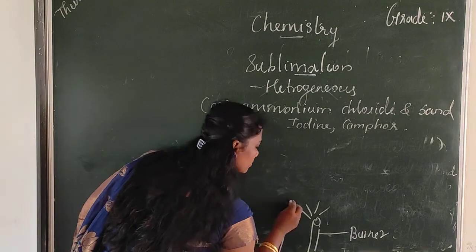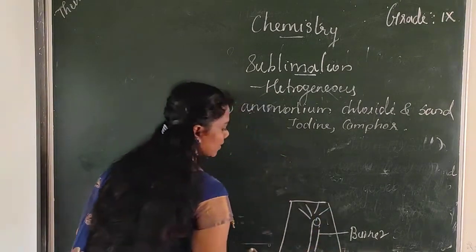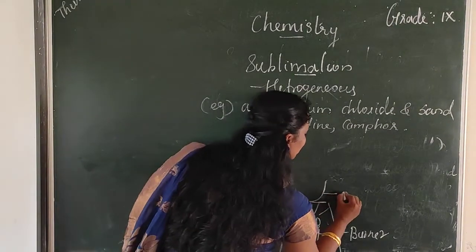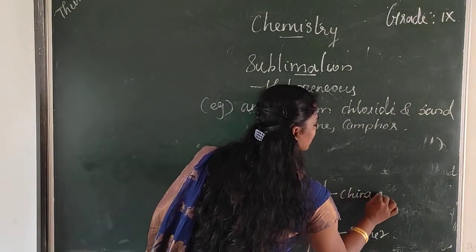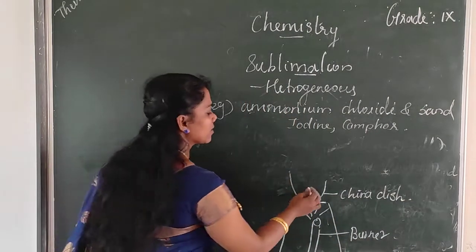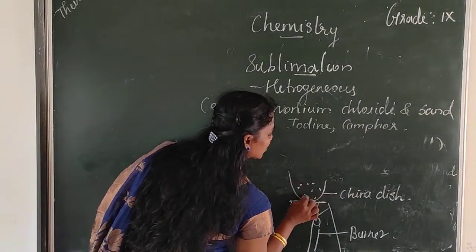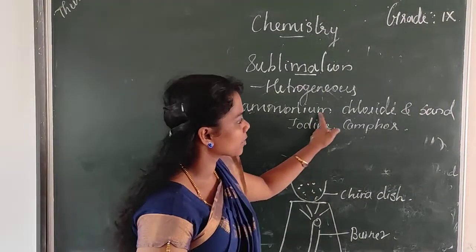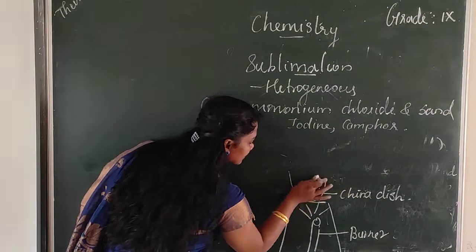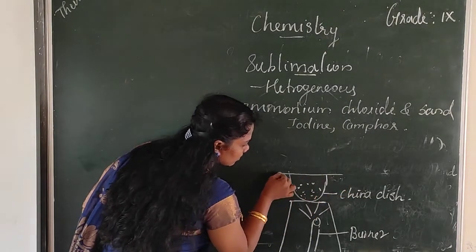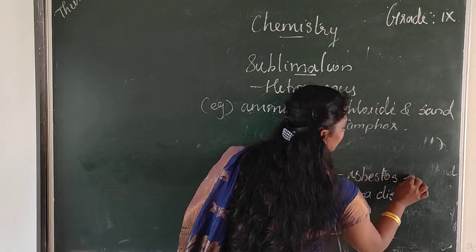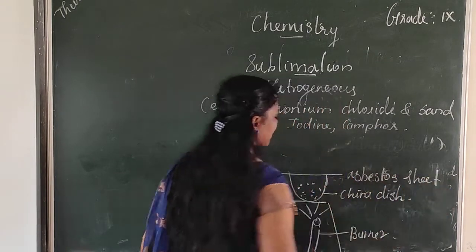Keep a tripod stand over the burner. On that stand, you take a china dish, so that you can heat it for a long time. In this dish, you take the mixture. What is the mixture we have taken? Ammonium chloride and sand. Take it in the dish. Close this dish with an asbestos sheet. Take an asbestos sheet and keep it over it.